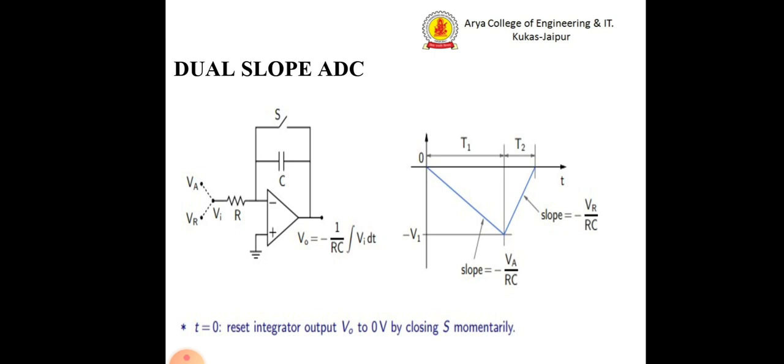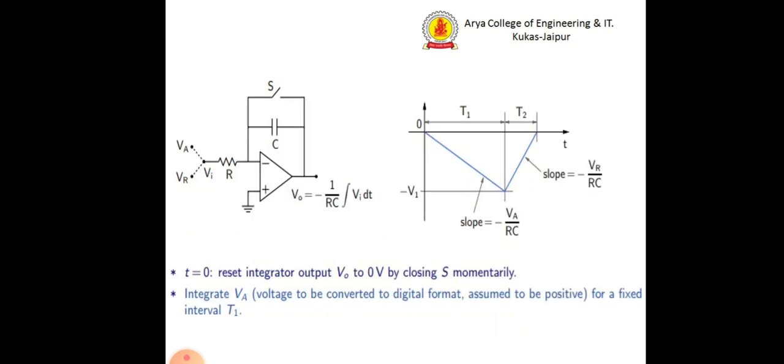Now let's discuss the concept of the dual slope ADC, and how it is capable of converting the analog signal into the digital signal. First of all, we turn the switch towards VA, the analog voltage which has to be converted into the digital signal. Then the analog signal is integrated by the op-amp till the t1 time, and the slope of the integrator is minus VA upon RC.